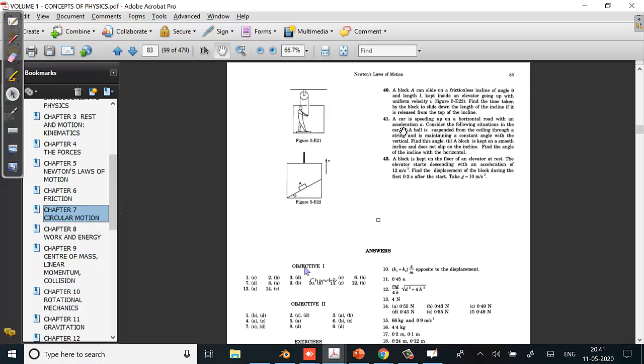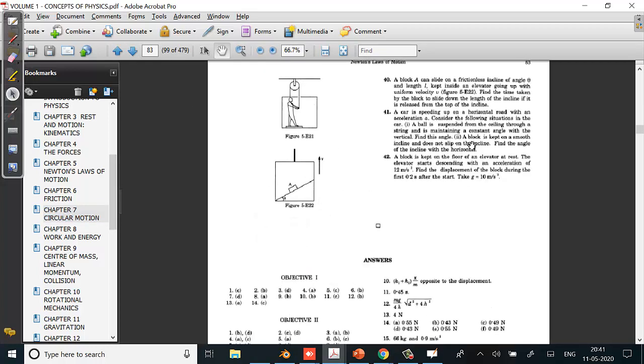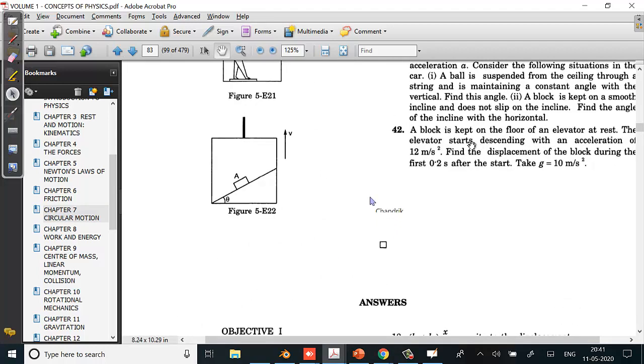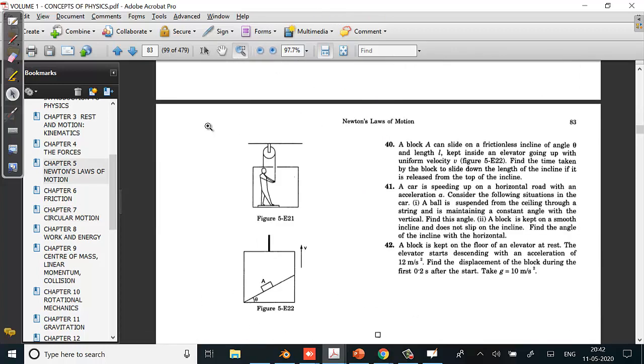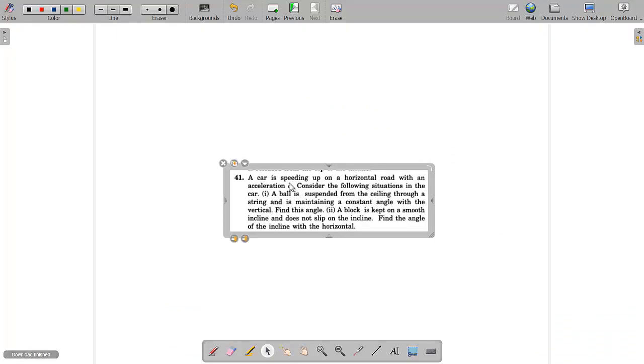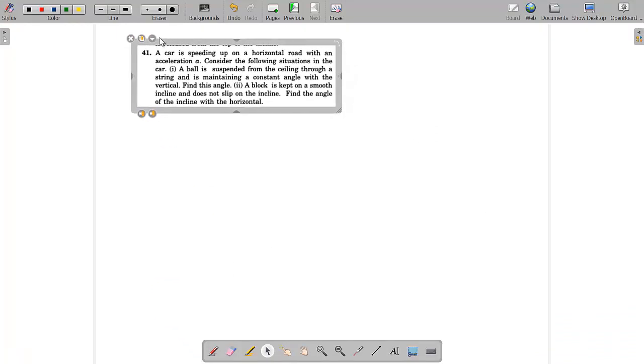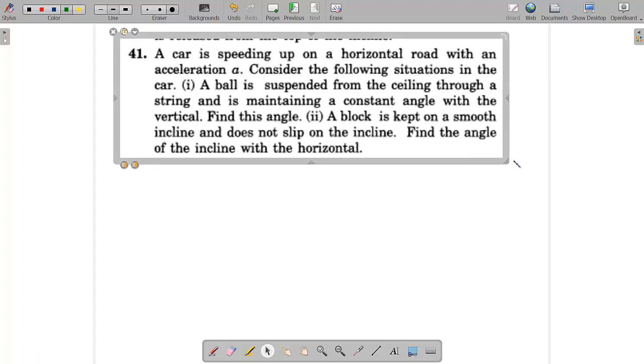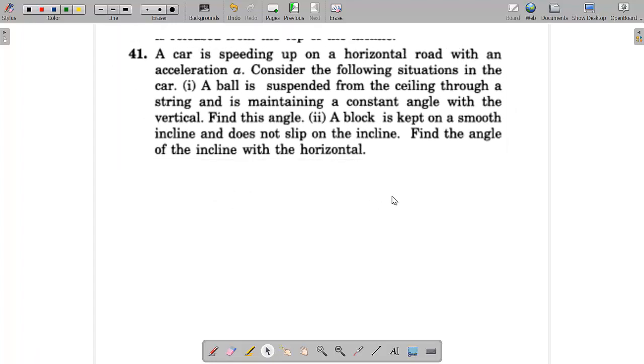And that pseudo force will be in the opposite direction to the non-inertial frame's acceleration. So see, if you see this 42nd question, no, this 42nd question is not that one, because this is actually moving with a constant speed, no? So this is not a... Okay, 41st question we'll see. See this question. A car is speeding on a horizontal road with an acceleration a. Okay, so now this is a case of a non-inertial frame, right? Okay, understood now?